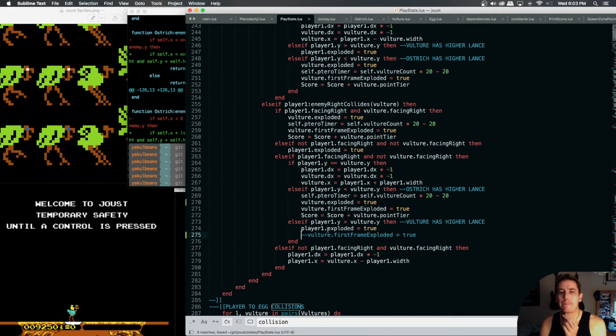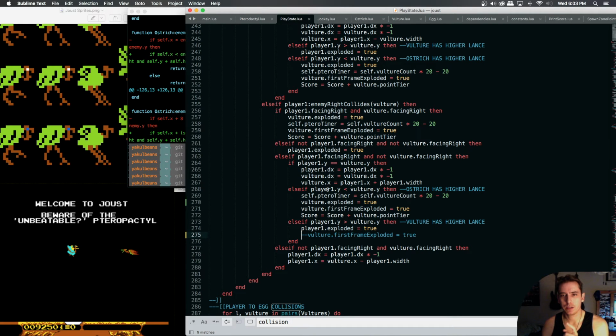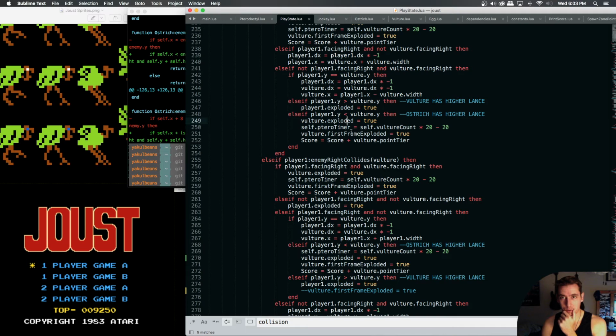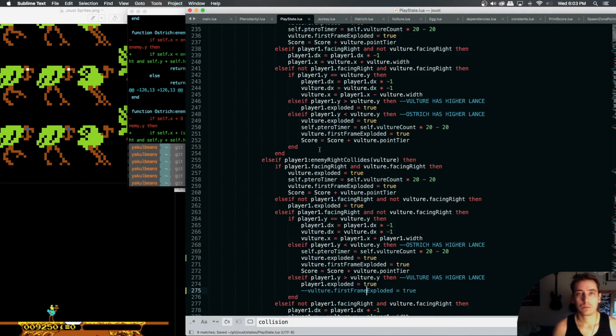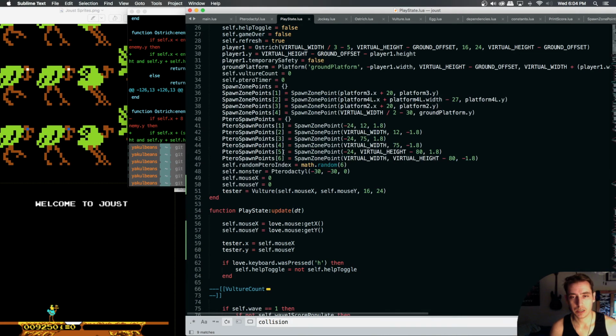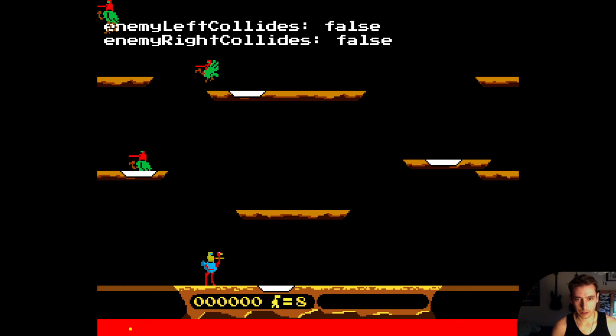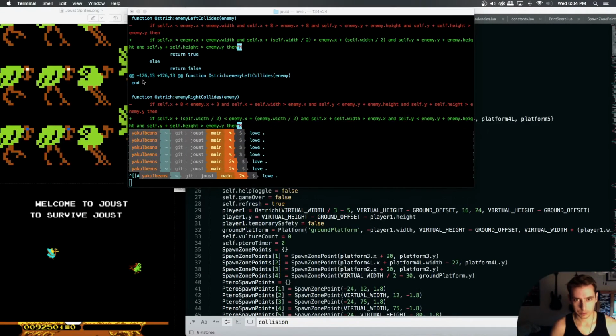Okay. So, if we take a look at this equivalent logic, it's in the right collides, and it's in the joust here. Yeah, look. We have it here. Vulture exploded, and first frame exploded. We didn't have it; we had two mistakes. But now, if we can leave our mouse vulture, I don't really care. And then we can just test when a vulture comes out the bottom.